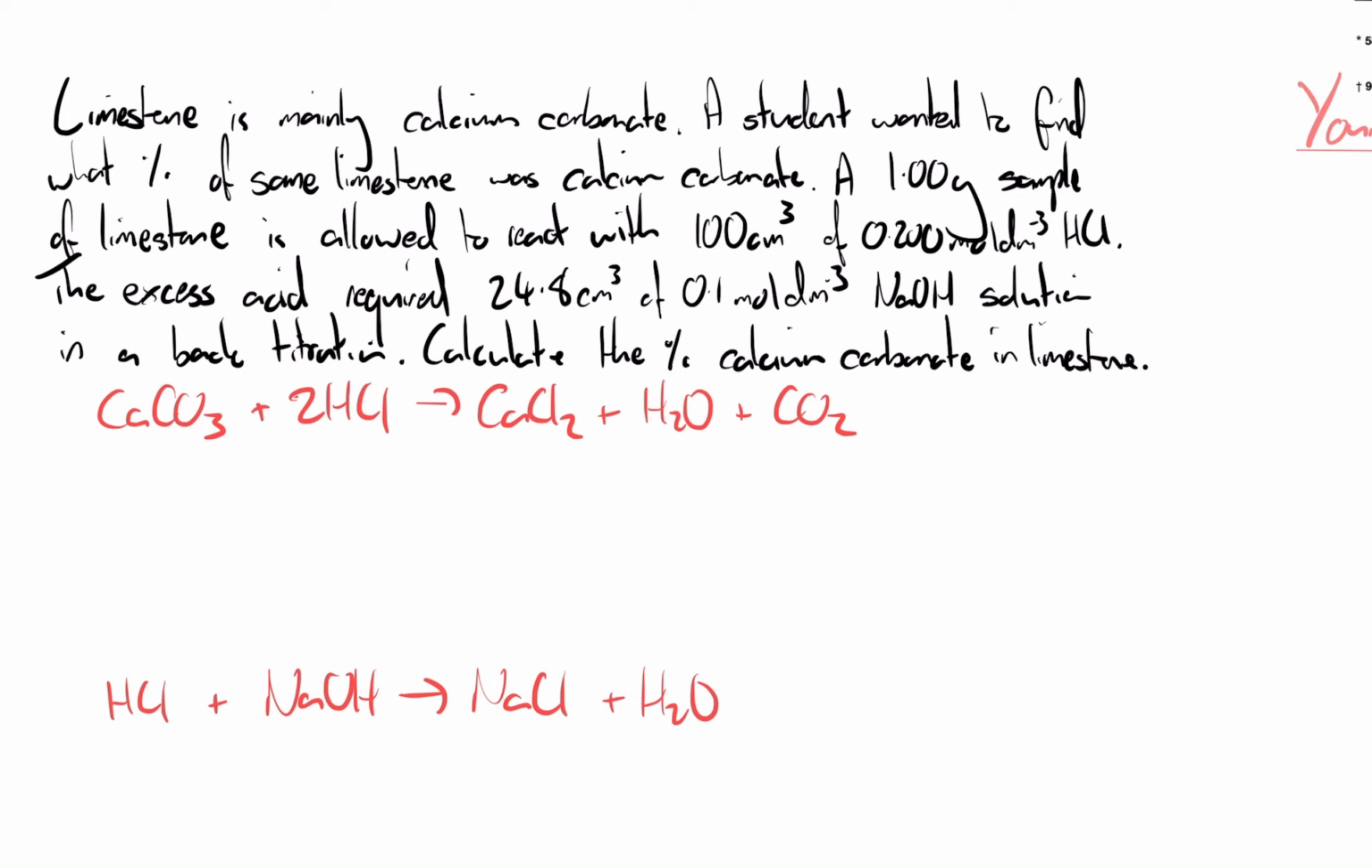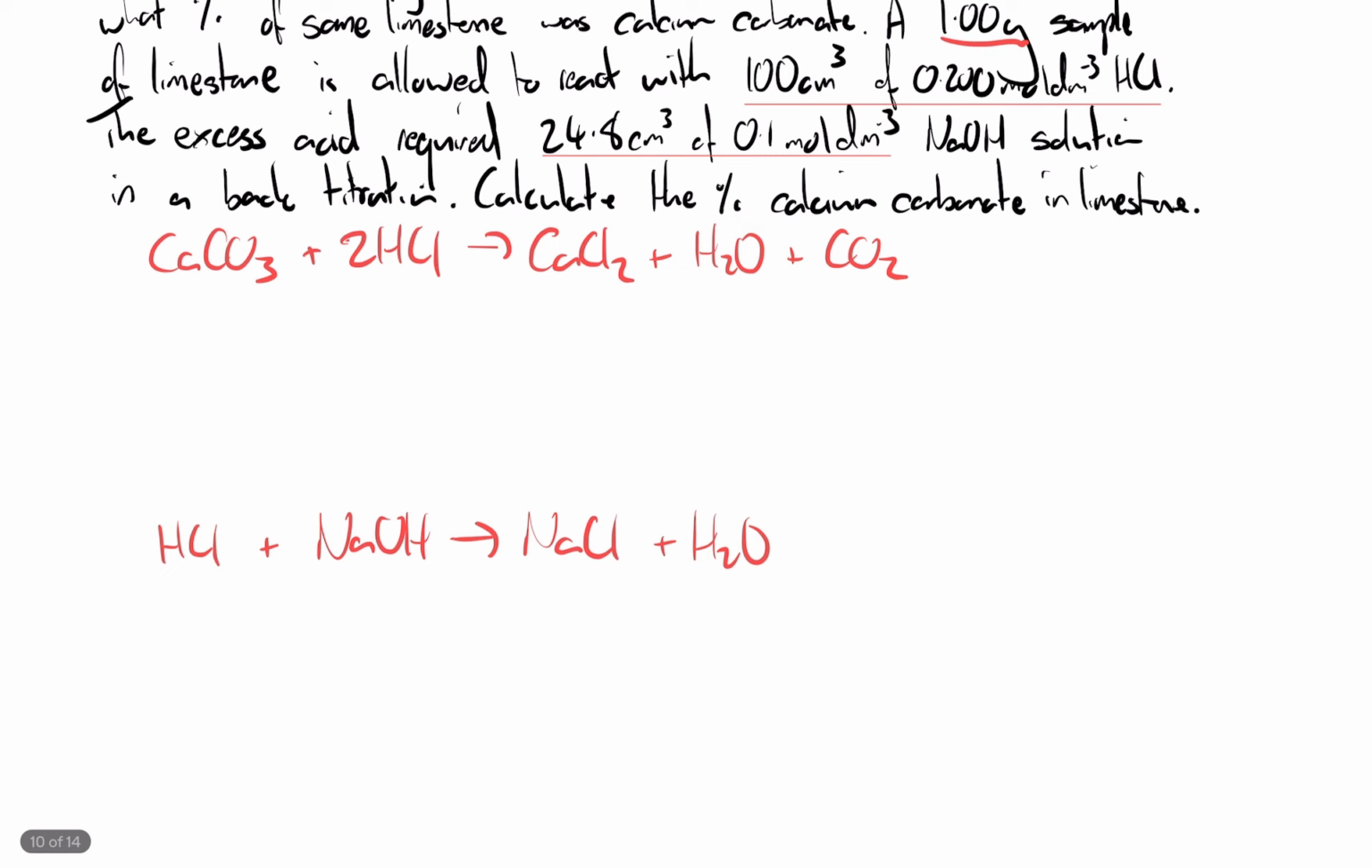So, calcium carbonate. A student wanted to find out what percentage of some limestone was calcium carbonate. We've got a 1 gram sample of limestone allowed to react with 100 centimetres cubed of 0.2 mole per decimetre cubed HCl. The excess acid required 24.8 centimetres cubed of 0.1 mole per decimetre cubed NaOH. So this is essentially what we're doing to measure what's left over in a back titration. Calculate the percentage. So let's start putting that together.